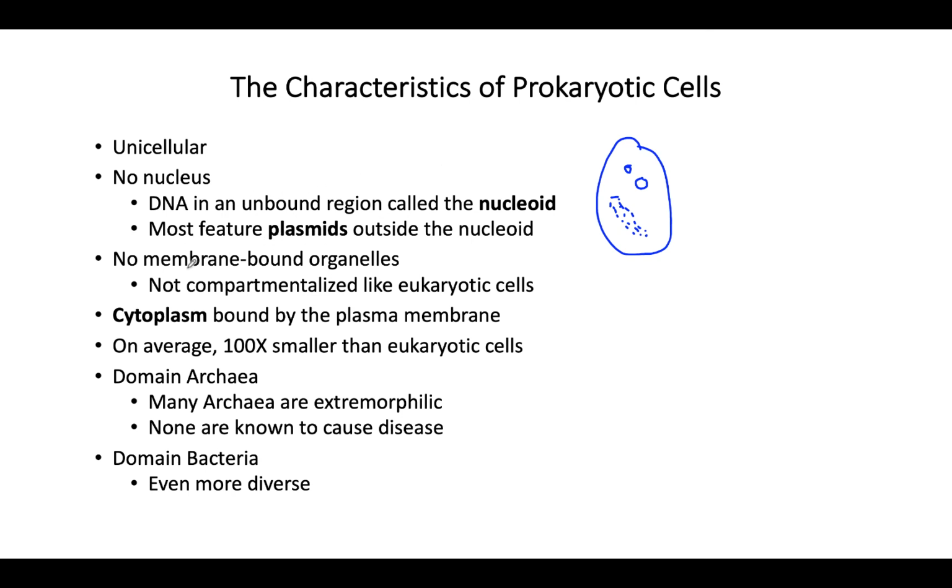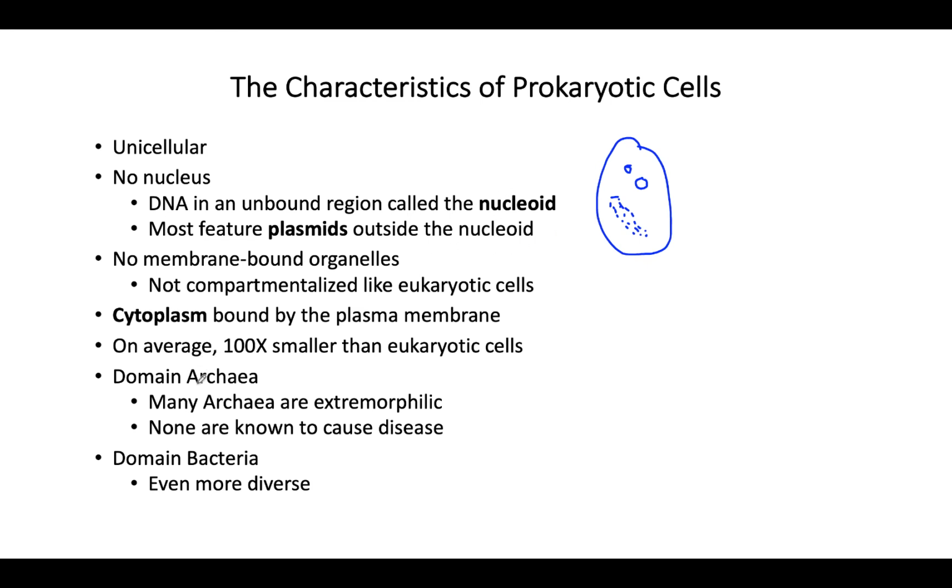Prokaryotes do not have membrane-bound organelles. They are not compartmentalized like eukaryotic cells. The cytoplasm is bound by the plasma membrane. So this outline is the plasma membrane, and inside is just all cytoplasm. There is no nucleus, so inside is just called cytoplasm. On average, they are 100 times smaller than a eukaryotic cell.